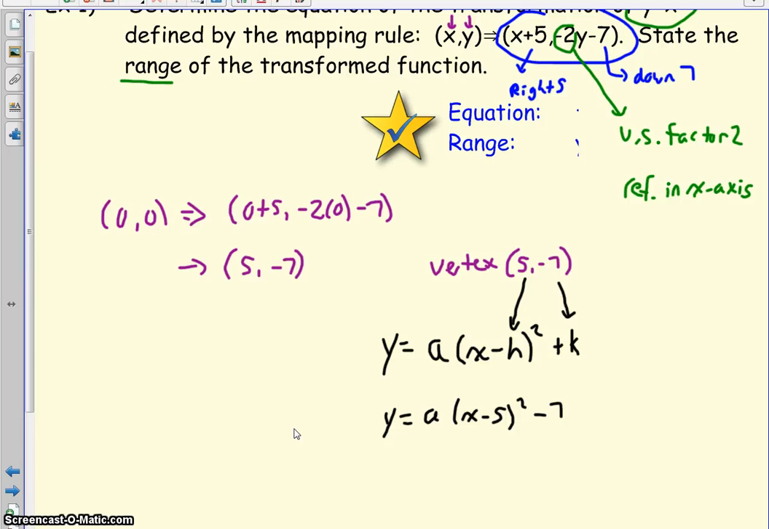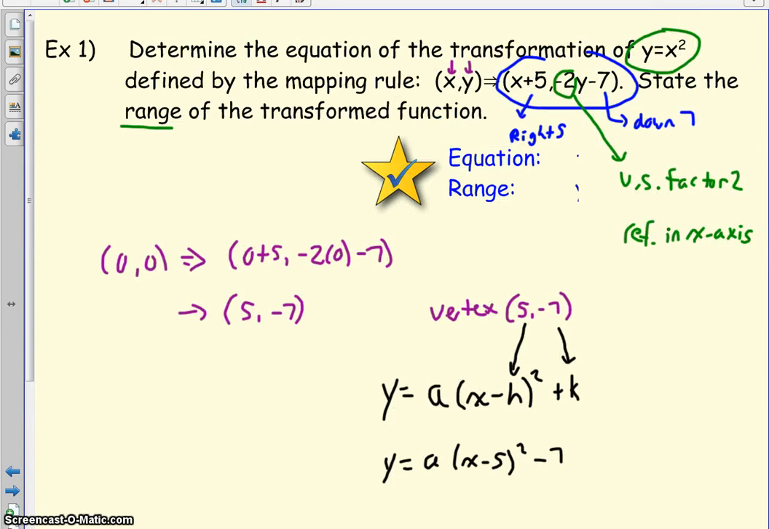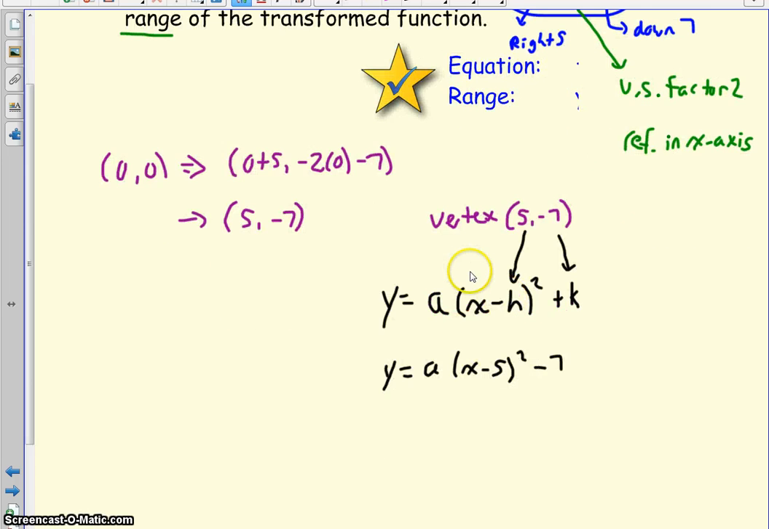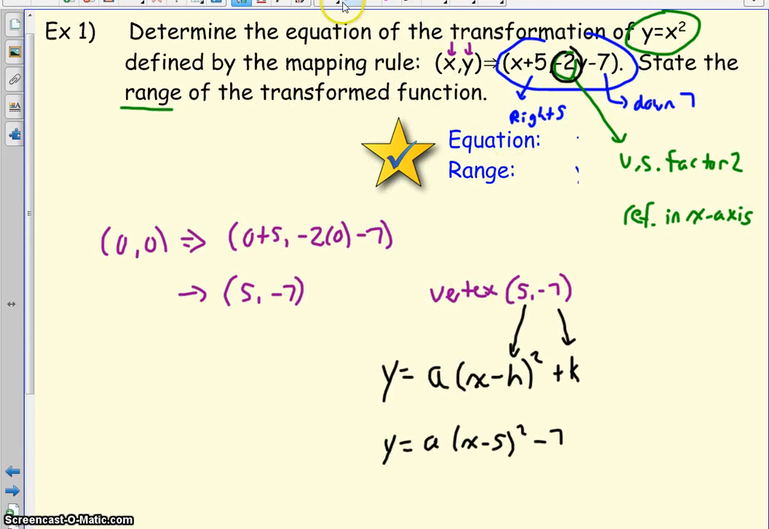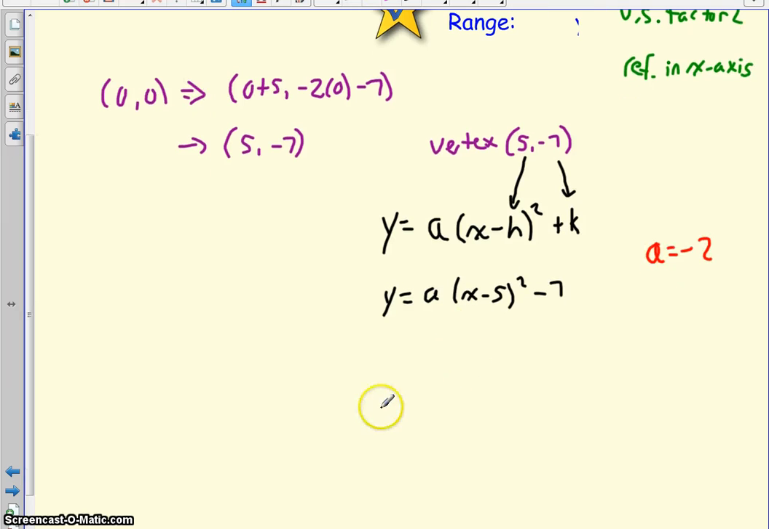Okay, and I know we're used to solving for a values by subbing in points for x and y and solving for a, and if we had points, we could certainly do that. If we wanted to, we could find more points using the mapping rule, but remember here that this value right here, this -2, that gives me my vertical stretch factor and my reflection, is my a value. And we saw that when we did mapping rules back in the first unit. So in this case, a is equal to -2, and that comes directly from our mapping rule. So my equation is y equals -2 bracket (x - 5) squared minus 7.